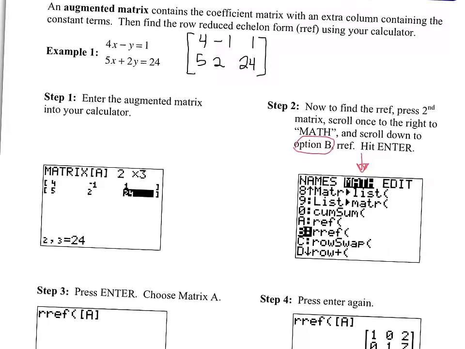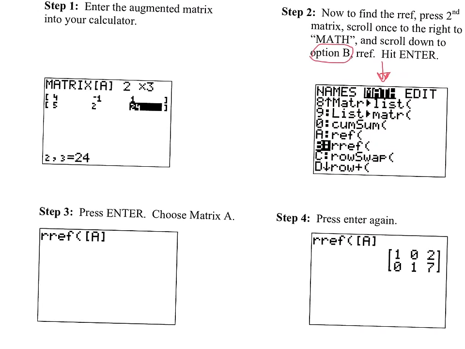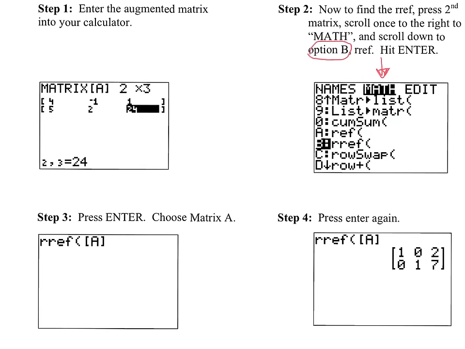Once you do that, here in step 3, you should have rref on your screen. Don't press enter again, actually. But you are going to choose matrix A, which is the one we entered up above. It's the augmented matrix. And then you're going to press enter. So on your screen, you're going to get a matrix, and within here is our solution.